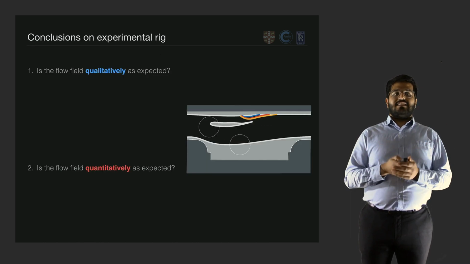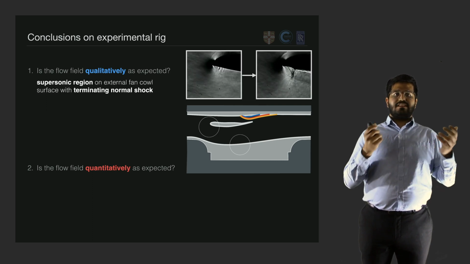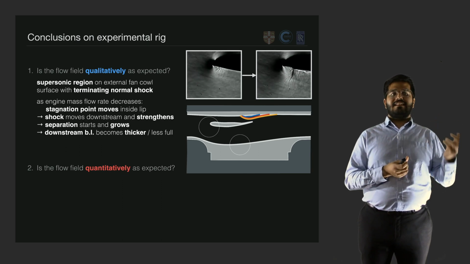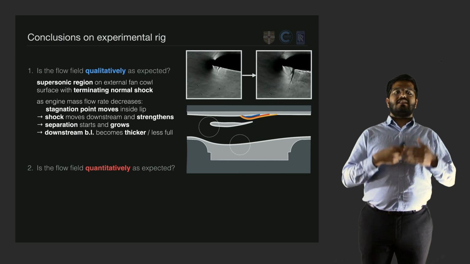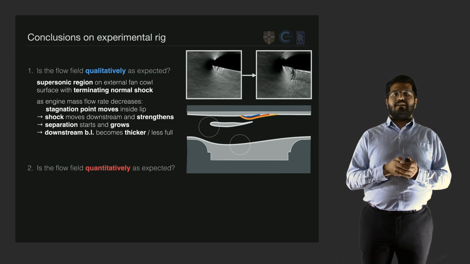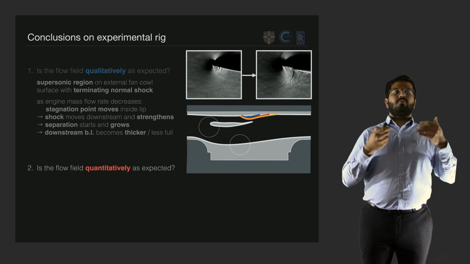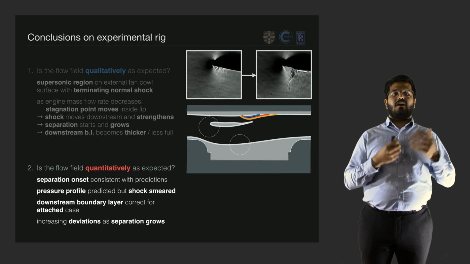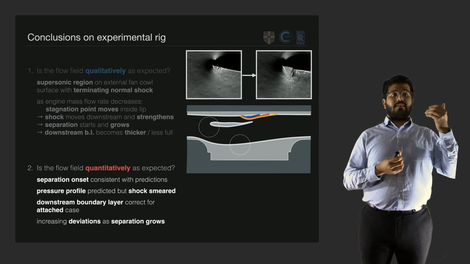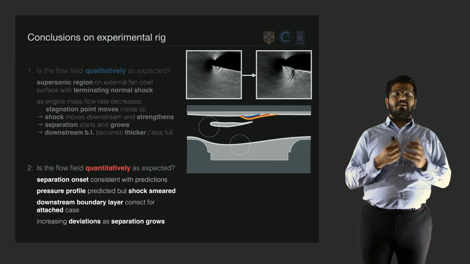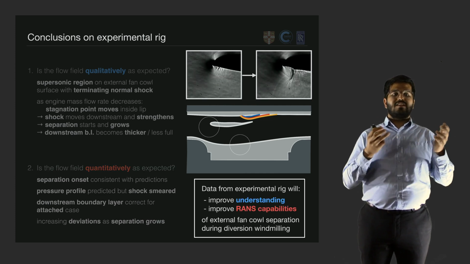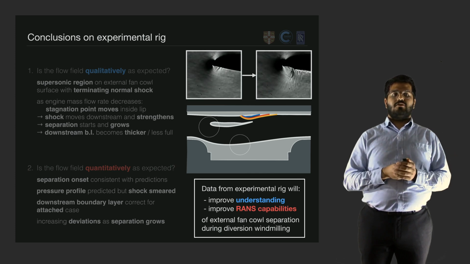So, qualitatively, we've seen that we do indeed have this supersonic region terminating in a normal shock. And we've started to get an idea of the mechanisms at play that link the movement of the stagnation point inside the lip to a thicker boundary layer downstream of the shock boundary layer interaction. And quantitatively, we've seen that even the predictions using existing RANS methods are able to mostly predict the flow field. The key differences being the smearing of the shock wave and the deviation in boundary layer profile as the shock wave begins to separate the boundary layer. But these are both known limitations of RANS, which this set of experiments is planning to tackle.